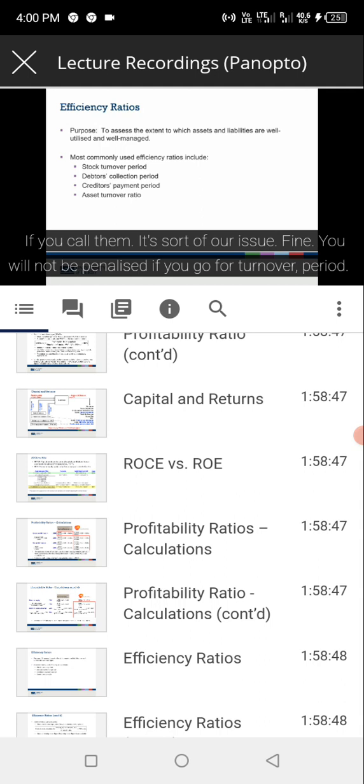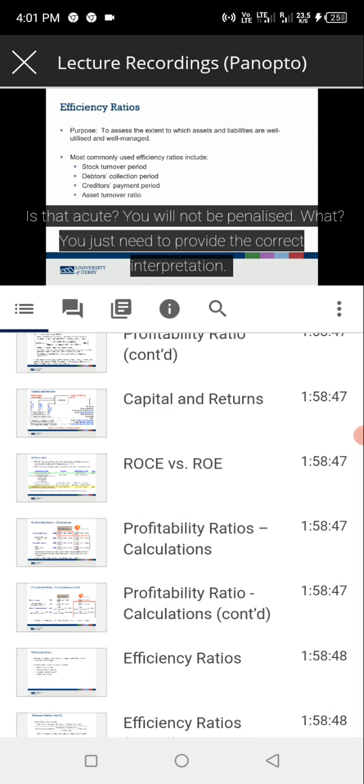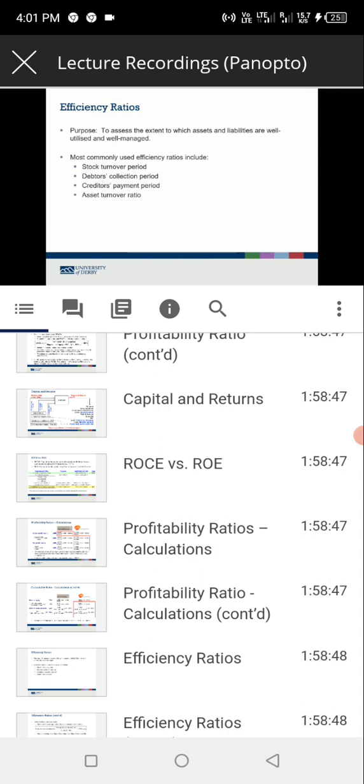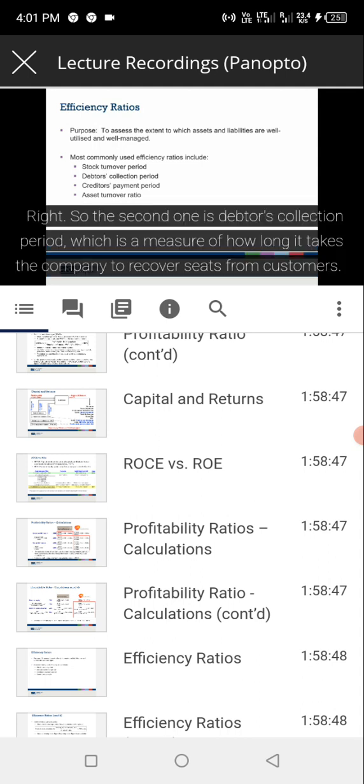If you calculate the turnover ratio, fine, you will not be penalized. If you go for the turnover period, you will not be penalized. But you just need to provide the correct interpretation. All right? So the second one is the debtors collection period, which is a measure of what?